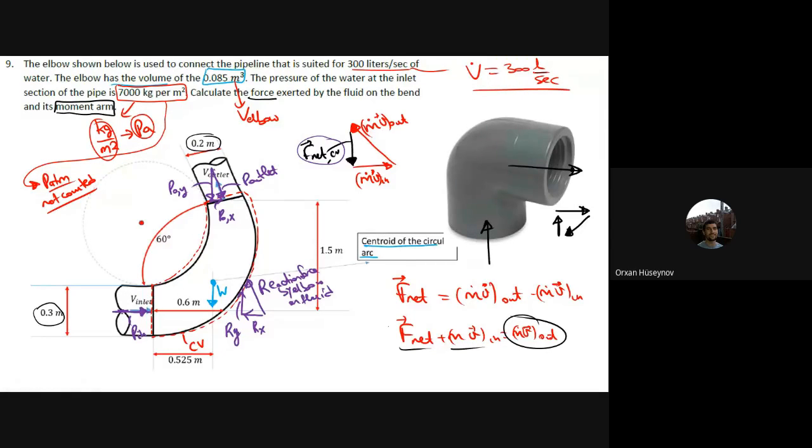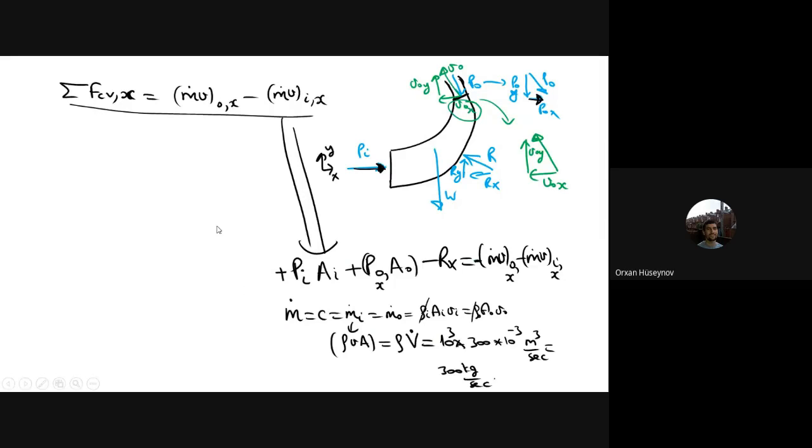So the example statement, if you remember, it was the pipe elbow. We had the forces at inlet due to pressure, forces at outlet again due to pressure. We have the reaction force of the elbow due to change of momentum of the fluid. And we had also the weight of the elbow.